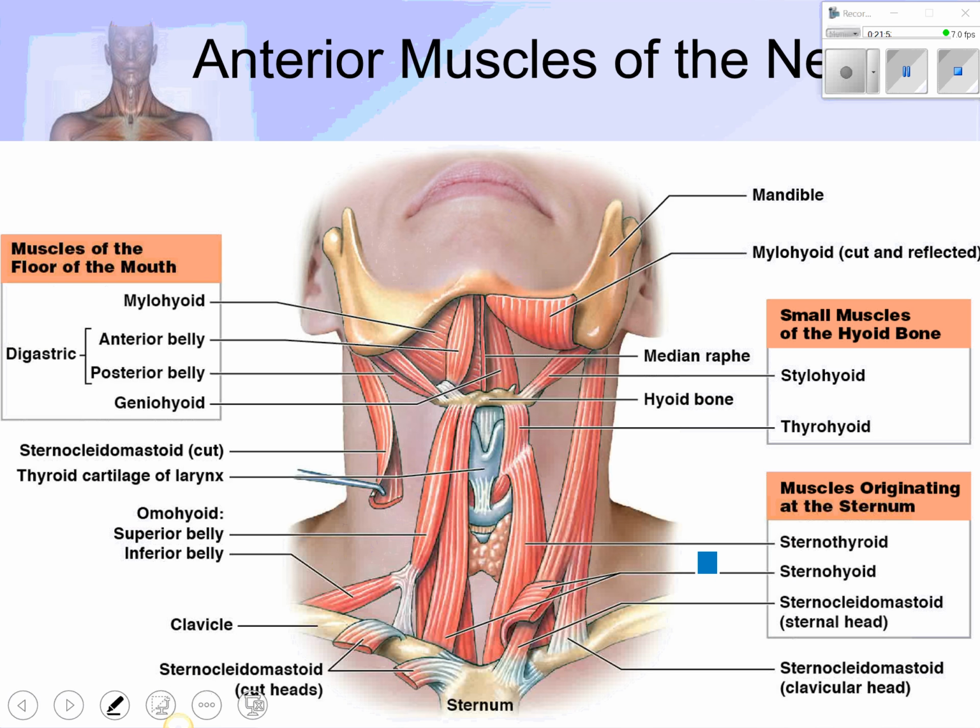Here, of course, is another picture. I like to show different pictures because different books can kind of give a little bit different views. So what you need to be able to label is the mylohyoid again. These are repeated a lot because I've just given them to you on the different pictures. The sternohyoid, sternocleidomastoid, and your mylohyoid and the digastricus.